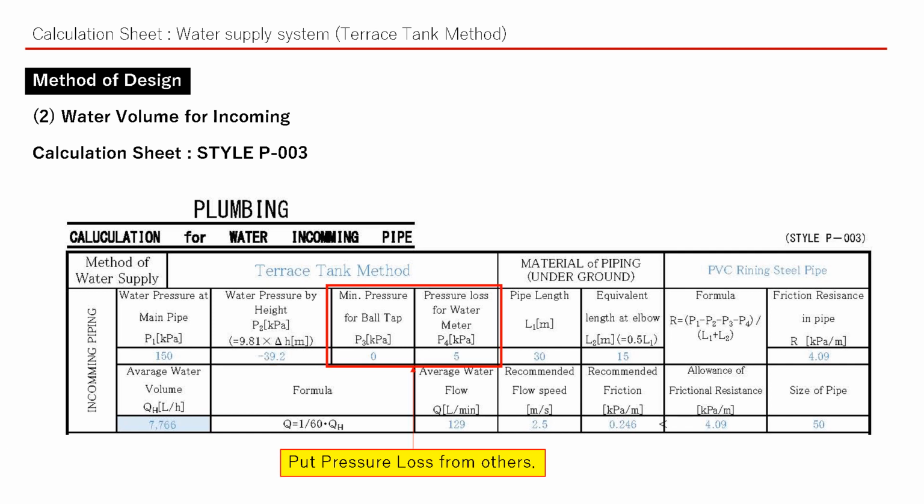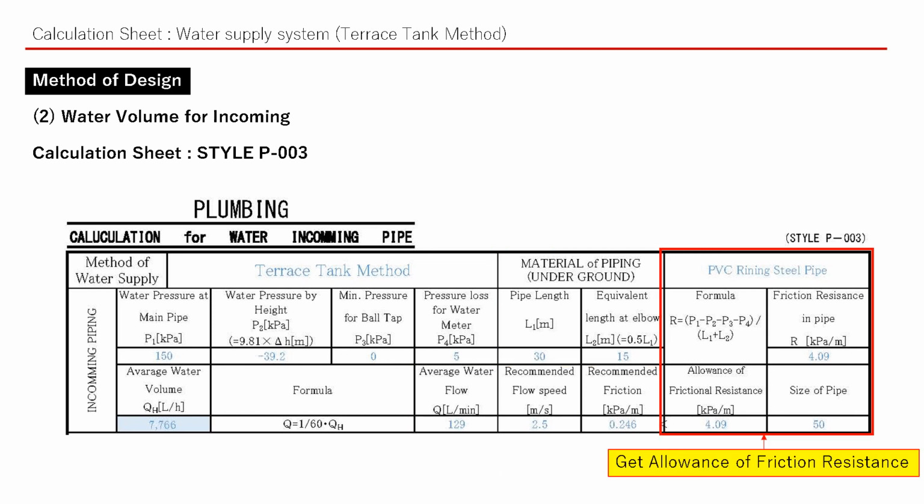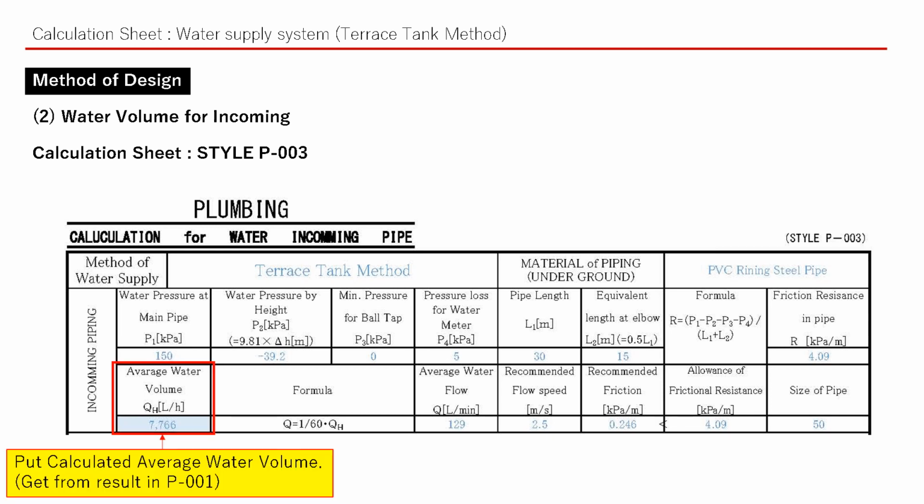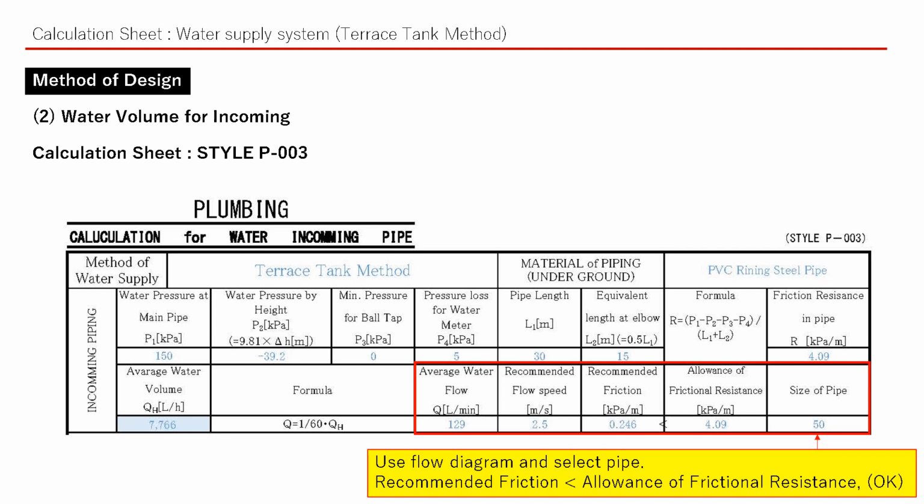Put pressure loss from others. Put pipe length. We can calculate allowance of friction resistance. Put calculated average water volume. It can be obtained from result in calculation sheet P001. Change unit for selection. Based on flow and flow speed, we can select recommended friction value by flow diagram. If selected recommended friction value is lower than allowance, piping selection 50 DR is okay.